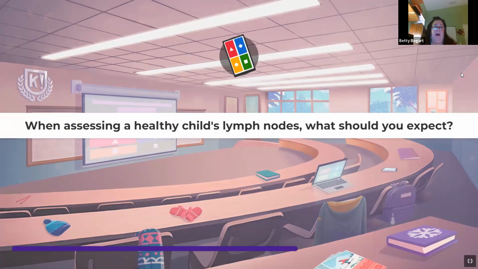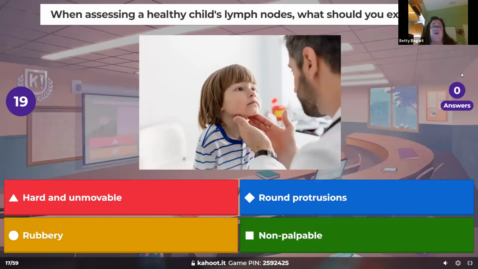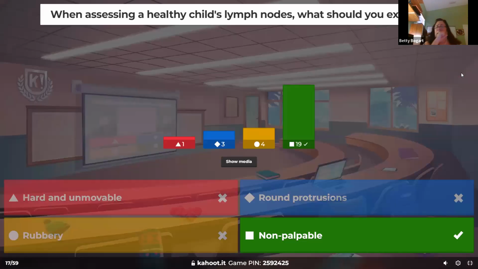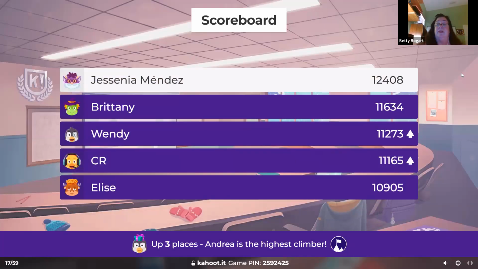When assessing a healthy child's lymph nodes, what should you expect? They could be in the neck, armpits, the groin, which are the big places that we look for. What do you expect if the kid's not sick? You shouldn't feel anything. They shouldn't be there. The only time lymph nodes will get bigger is when they have an infection, okay? So if you feel lymph nodes, the kid's getting sick.